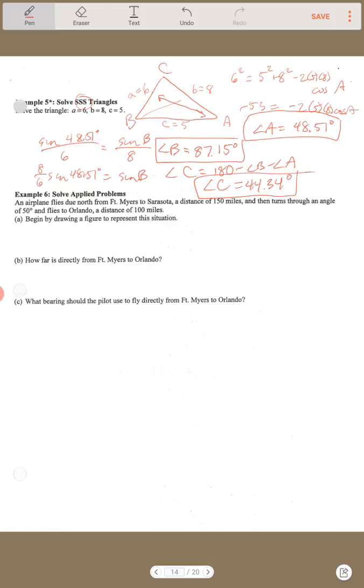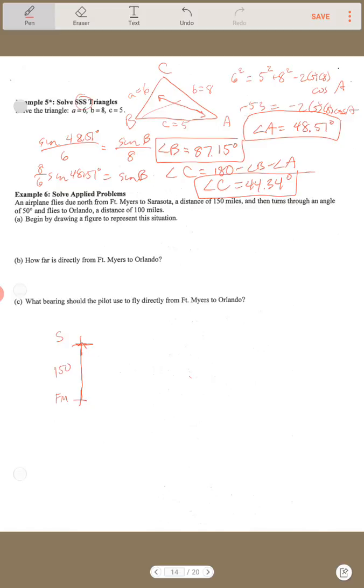Okay, so that completes example 5. Now we can go ahead and go on to example 6. So in example 6, let's see what we have here. An airplane flies due north from Fort Myers. I'm just going to go ahead and draw it down here. We've got Fort Myers. An airplane is going due north, meaning they're going straight up, to Sarasota. Sarasota is going to be right here. Let's call that S.